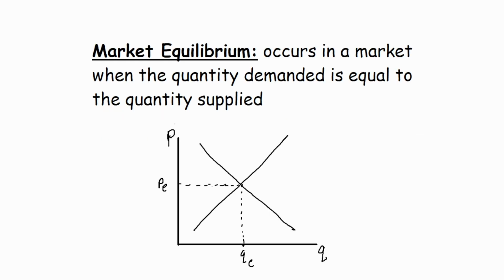So basically, market equilibrium just occurs in a market when the quantity demanded of a good or service is equal to the quantity supplied. So market equilibrium can also be thought of as the point at which the demand curve intersects with the supply curve for some arbitrary good or service, as is shown in this diagram, which will then produce the equilibrium price and the equilibrium quantity.